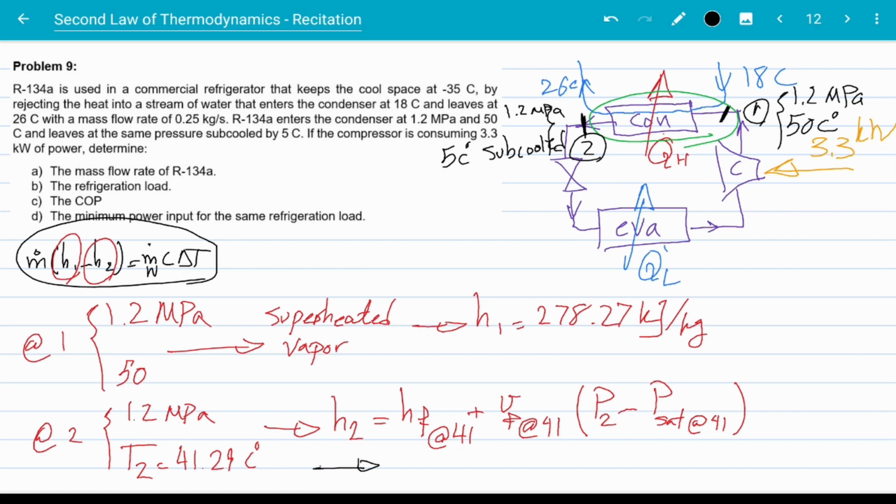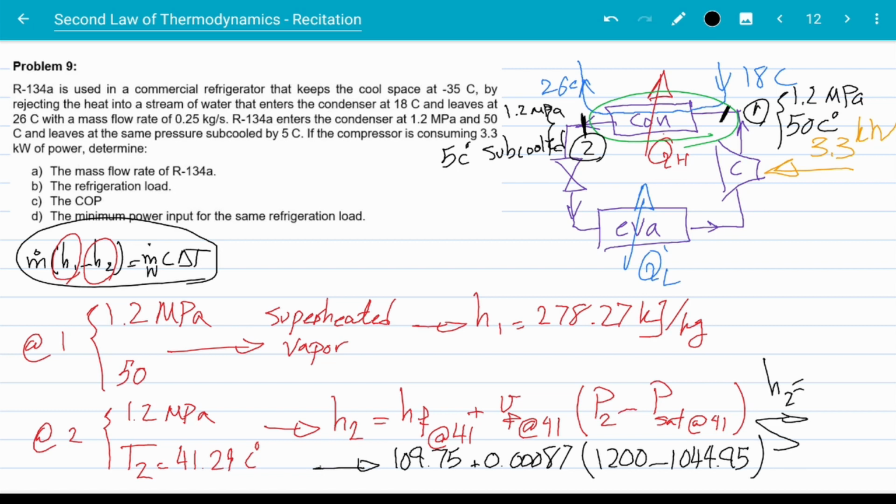h_f at 41 degrees Celsius is 109.75, plus v_f is 0.00087, P2 is 1200 kilopascals minus P saturation is 1044.95. Do the calculations and we get h2 is 109.88 kilojoules per kilogram. So we got both h1 and h2.